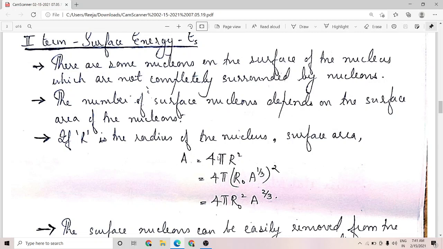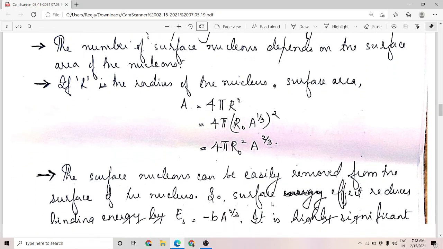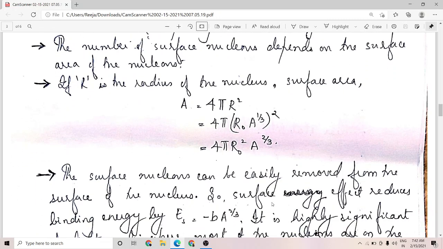Surface area is equal to 4πR², where R, as we have learned earlier, is R₀A^(1/3), the whole squared. That is 4πR₀²A^(2/3). So the surface nucleons can easily be removed from the nucleus, much more easily than the interior nucleons. So the surface effect reduces the binding energy.